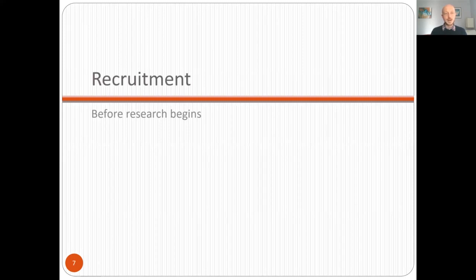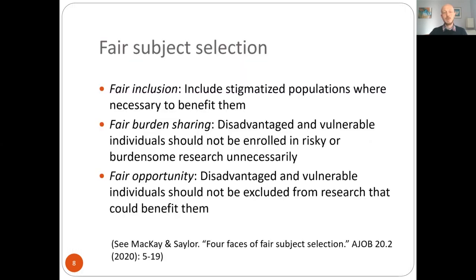So research questions have been identified. We know which populations we aim to benefit through the research. And now we need to look more carefully at how recruitment will take place. The social value requirement just tells us that whoever the populations are that are included in stigma research, they should be involved in the design of the research, and the knowledge it generates should ultimately be expected to benefit them. But that doesn't yet tell us which populations should be included or excluded. Fair subject selection gives us more guidance.